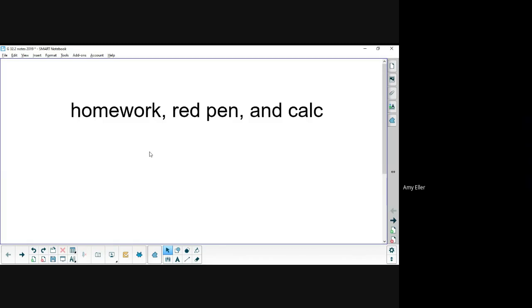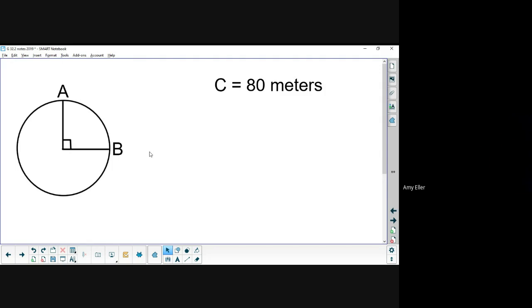All right, you can set your pencil down for a second. We're doing section 32.2 today. I want to give you an overview of what the section is going to look like before you write anything down. So just look up here.